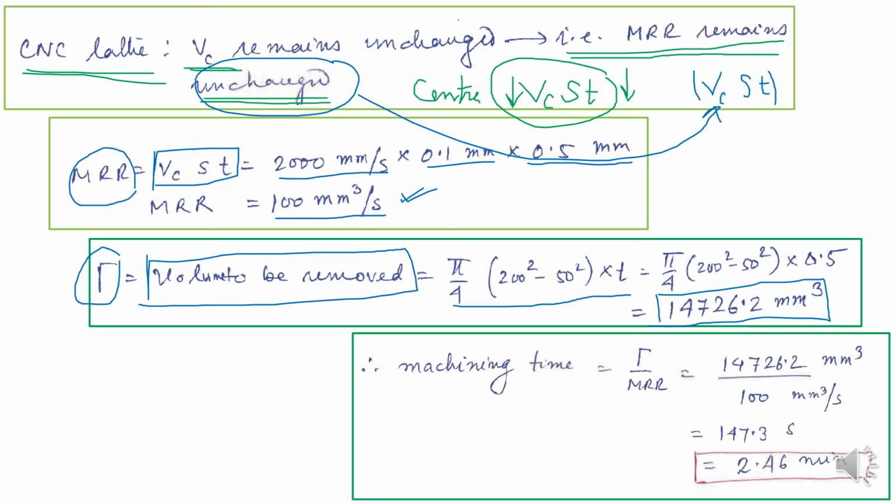Now, what I do is that I take the ratio between this and this one to get the time. Machining time is nothing but total volume removed divided by the rate at which you are removing the material, which is the material removal rate. If you take the ratio, it comes out to be 147.3 seconds, which is 2.46 minute.